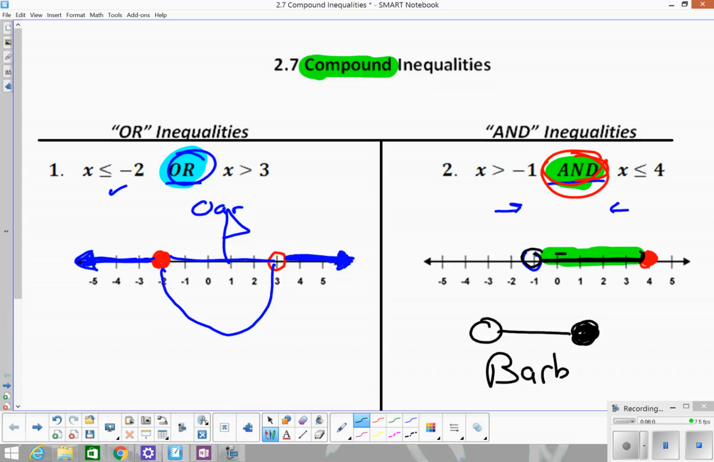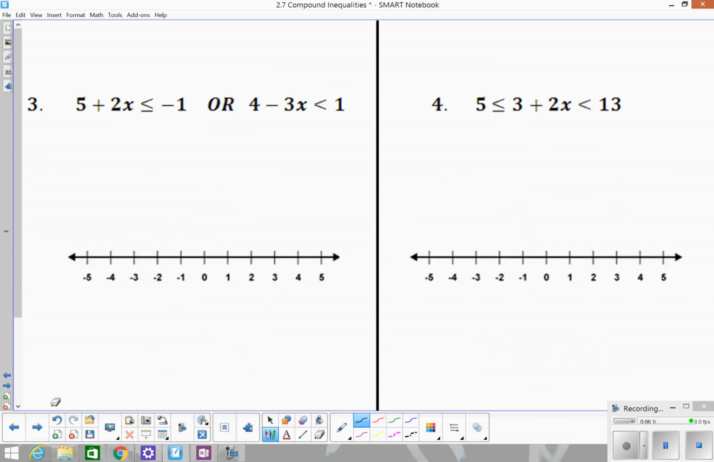But an AND inequality is always going to be something that goes into each other, something between those two, either closed circles or open circle, closed circle, or something of that combination. All right, cool. Now let's go through a harder type of example.